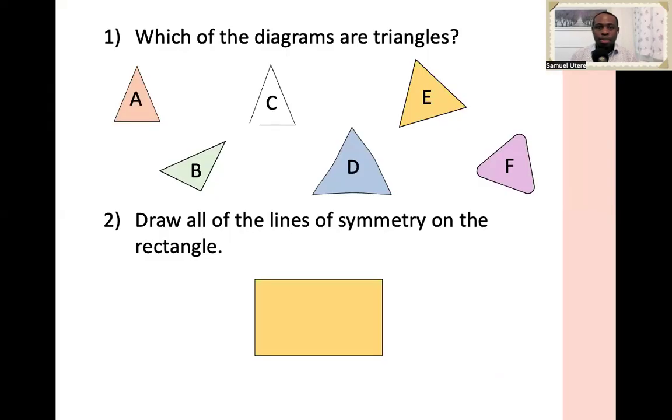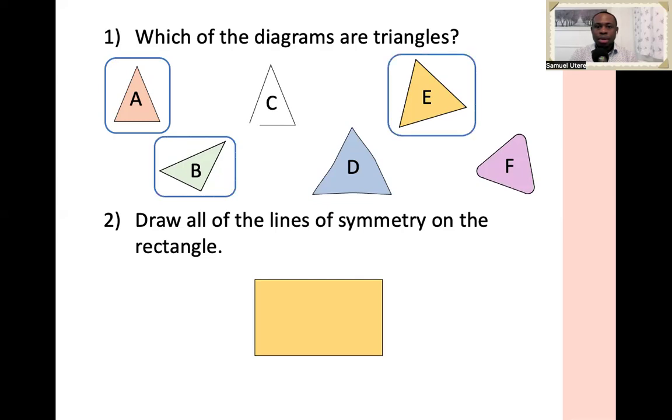Before we start, I would like you to pause the video and answer the retrieval practice questions in 2 minutes. Assuming you've paused the video and you've answered the questions, here are the answers. So here you were asked which of the diagrams are triangles. These are triangles. Now you may be wondering why the others are not identified as triangles. Our definition of a triangle is a polygon that has 3 straight sides and vertices. So those others are not triangles.